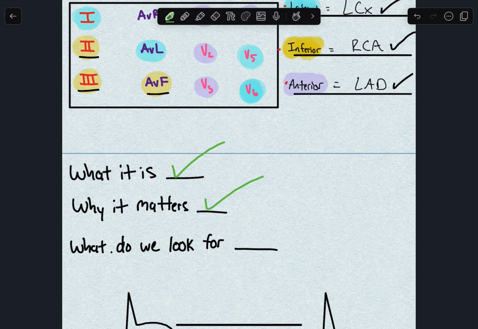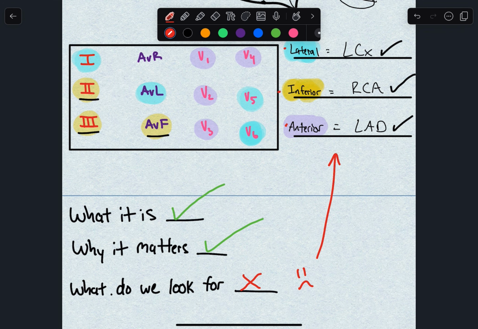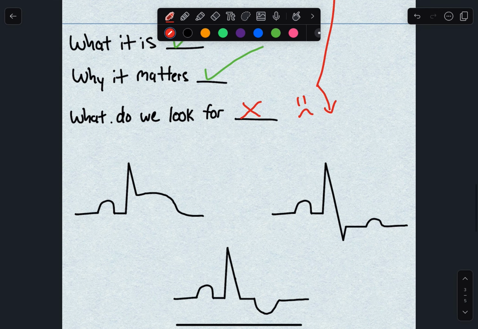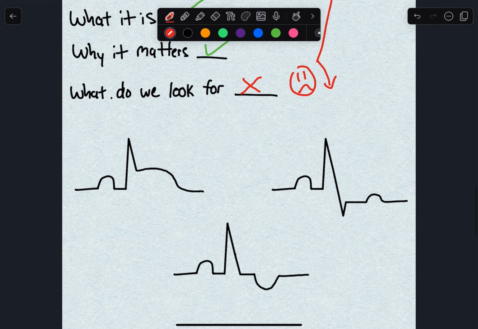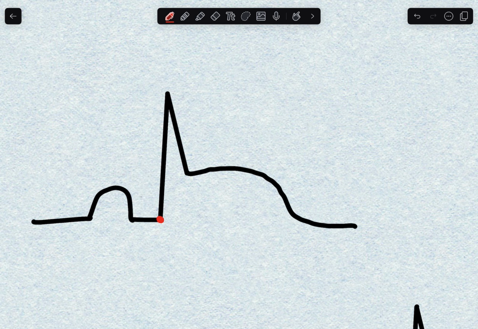In order to talk about this more, we need to switch gears for a minute. We've talked about what our EKGs are, why it matters, but we haven't actually talked about what we're looking for in these EKGs. So let's do that now to continue this conversation. The most critical thing to evaluate in regards to an ischemic event in the heart is something called ST elevation.